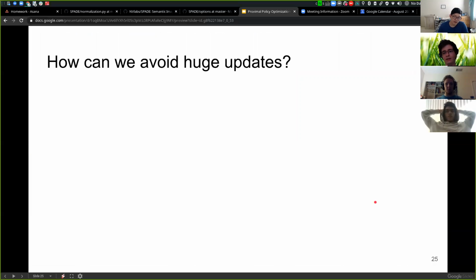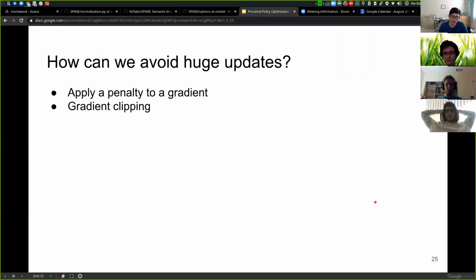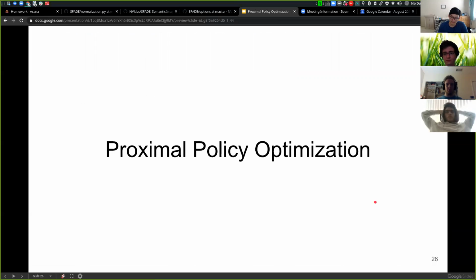So how can we avoid these huge updates? It turns out that a really simple idea, or maybe not simple, is that you can apply a penalty to the gradient so that you don't take too big of a step. It's kind of like regularization. And actually, we're going to talk about gradient clipping in the PPO paper. So here's proximal policy optimization, presented by Vlad.